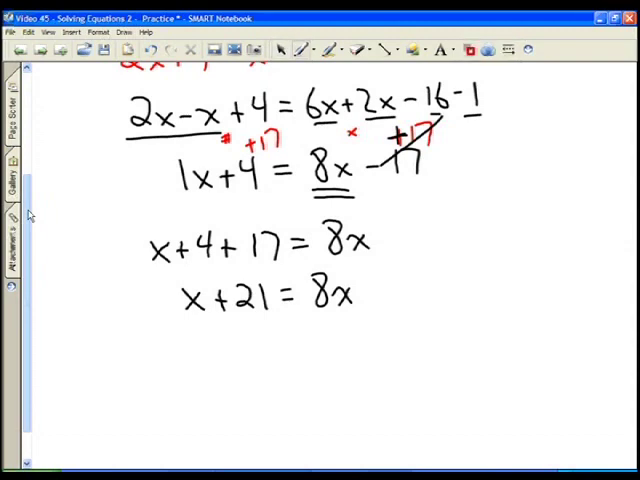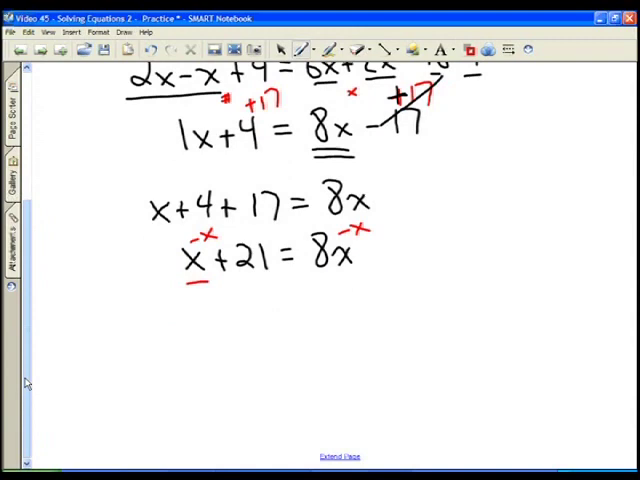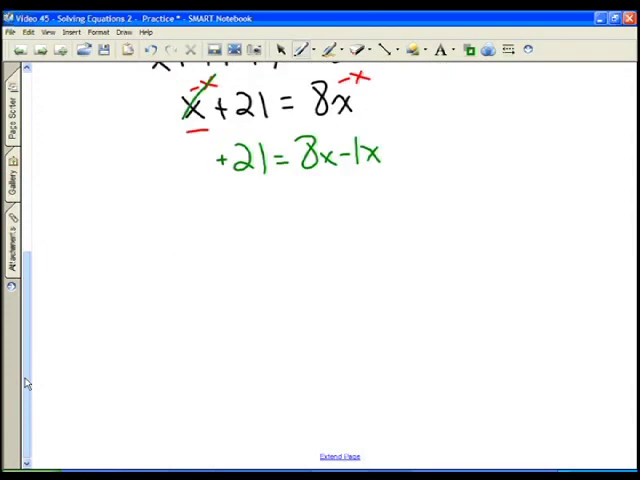And now what I need to do is move my x. I have to move this x over to the right-hand side, and so I subtract x from each side of the equation. And x minus x on the left here is a wash, they cancel. So on the left-hand side, I just have 21. And now I have 8x minus 1x. And combining my terms on the right, 8x minus 1x is 7x.